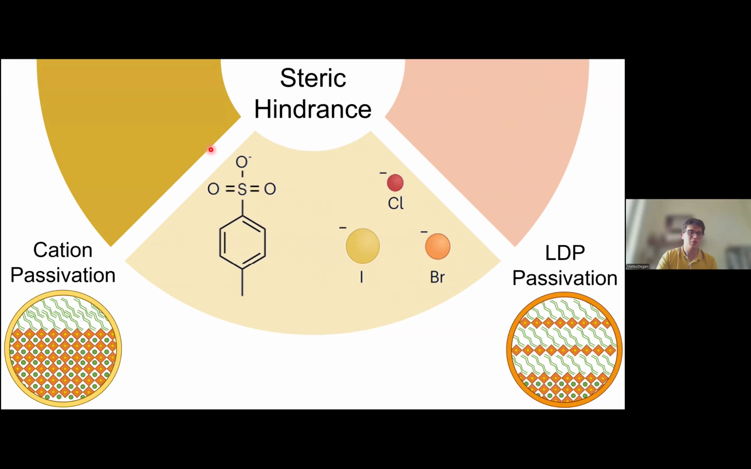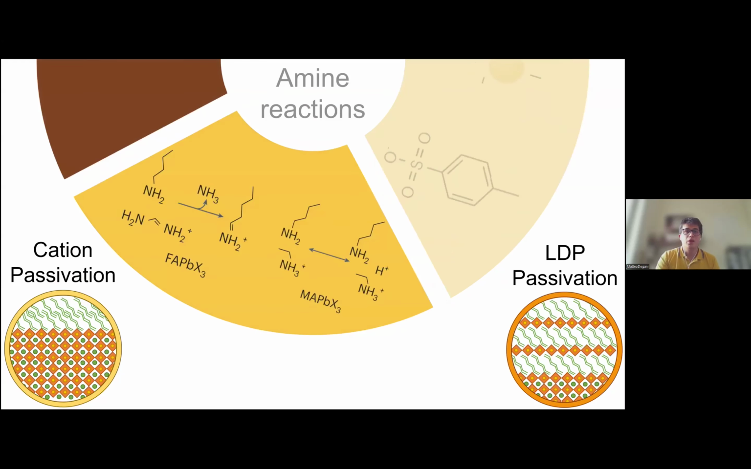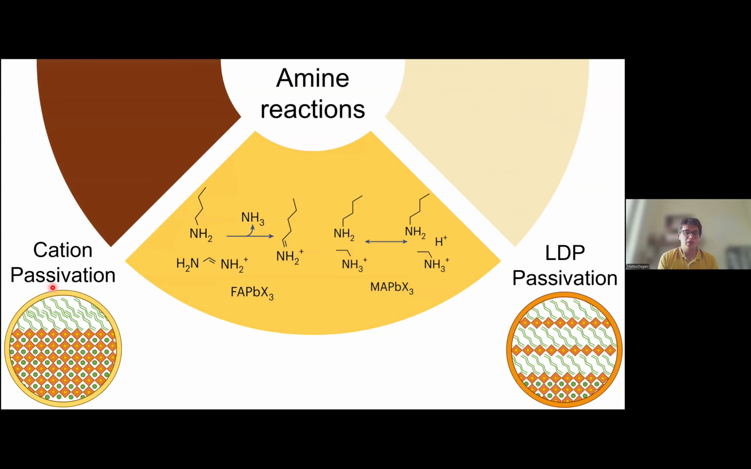Meanwhile, when we have more sterically hindered anions and also cations, we most likely have a molecular or cation passivation. Also, I have to mention that I always talk about organic salts, but actually that is not the only source, the only precursors we can use. In fact, we can also use amines.